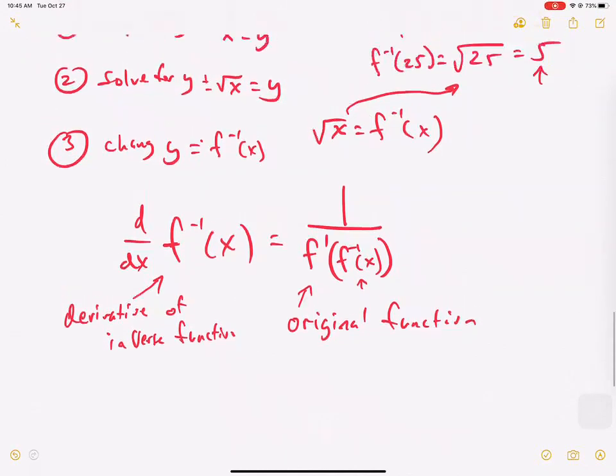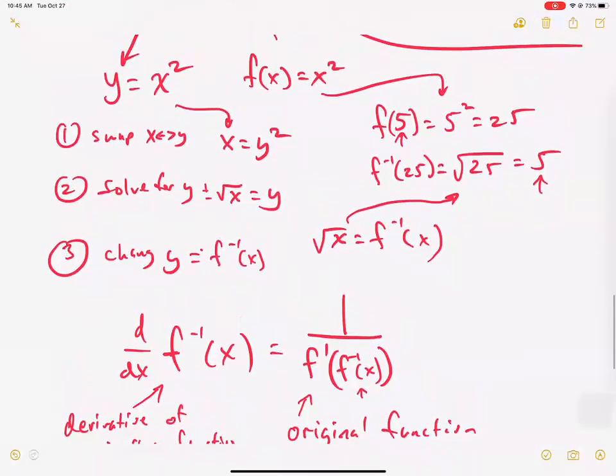Okay, so I want to include something real quick here. In this function here, if I plug in 5, we get 25 as a result. Oops, sorry, other way around. x is 5, f of x is 25. But the inverse, if I plug in x is 25, I get 5. x is 25, f inverse is 5.